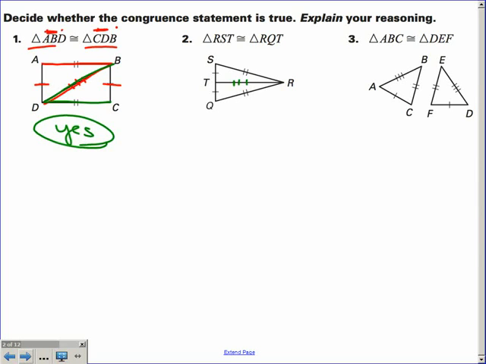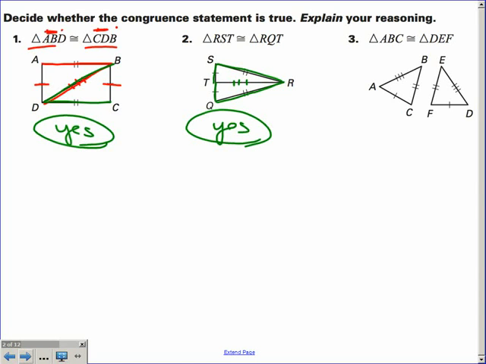Second triangle, we'll do the same thing basically. This is the reflexive property of congruence. So these 2 triangles are congruent. Let's make sure they did it in the right order. Triangle RST, so R to S to T. It goes over 2 tick marks and then 1. RQT, 2 tick marks and then 1. Yeah, I'd say that's totally fine as well. The third one, should we just say it's no just because? Yeah, that's not going to work.